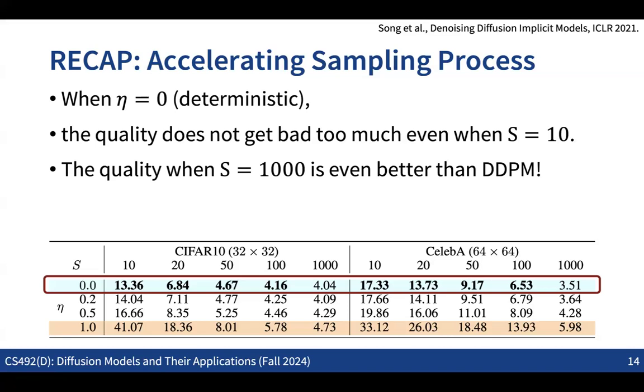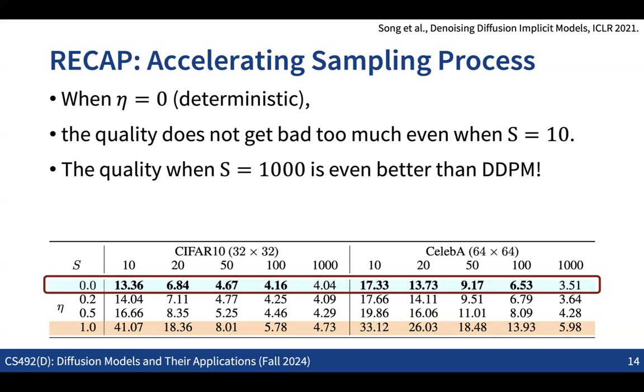When we decrease the number of time steps, we see that the FID increases a lot in the fully stochastic case, which is DDPM. But in the DDIM deterministic case, even when we set the time steps to be 10, the increase of the FID is not that significant compared to the case of DDPM. And we are even getting better results for the deterministic case when the time step is 1,000.